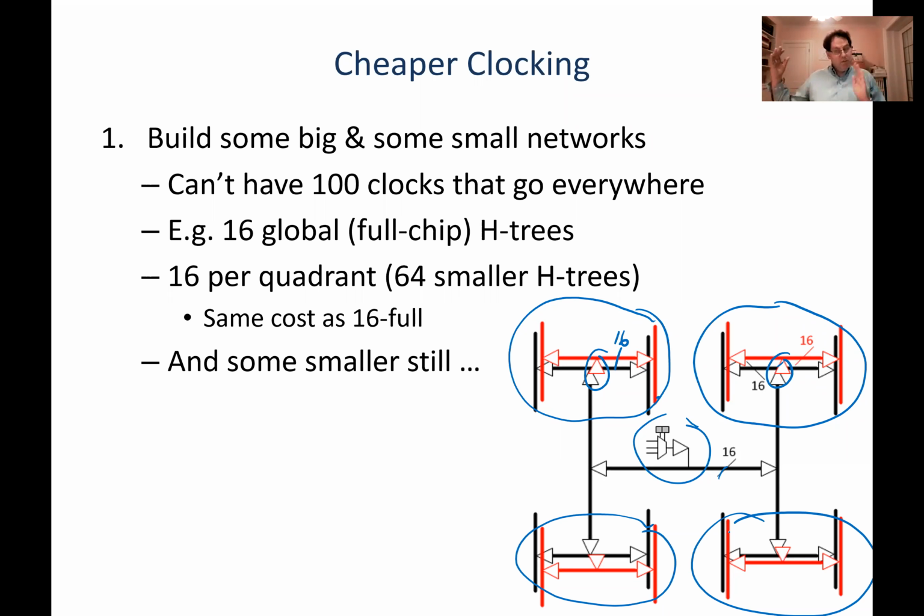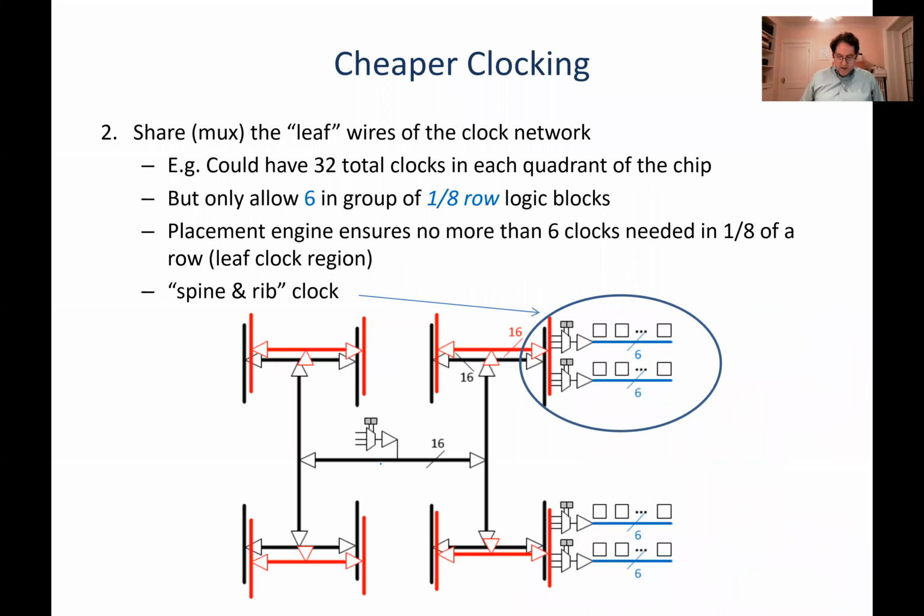So build some big H trees that cover the whole chip, build some smaller H trees that cover a smaller part of the chip. And you can build smaller ones still. For example, you can have some smaller H trees near the IOs. Or if a clock gets small enough, you don't have to build a full H tree. At the point where you decide that the region that a clock spans is really small, you might be able to get by with just a fast wire that's driven in the middle. But it has to be pretty small for that.